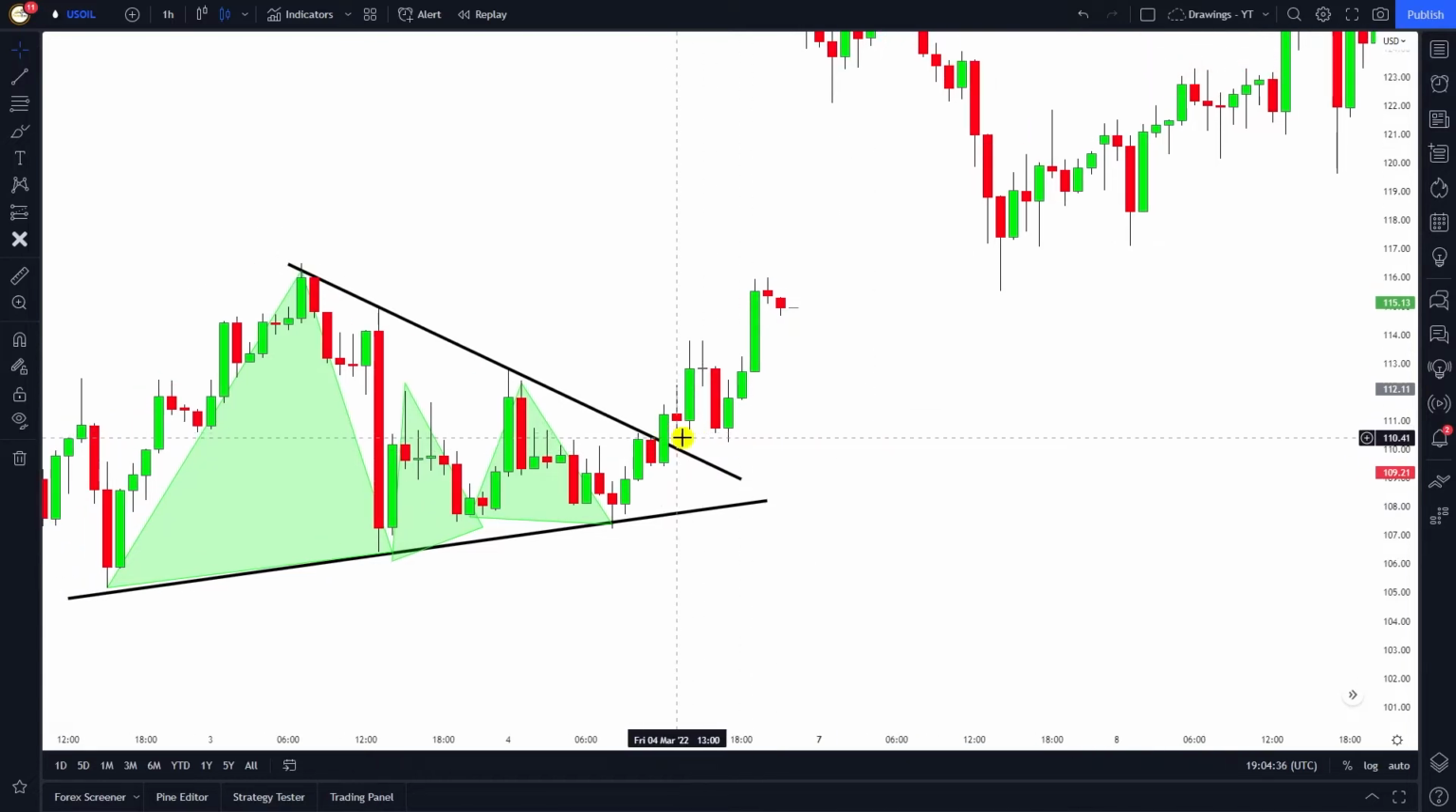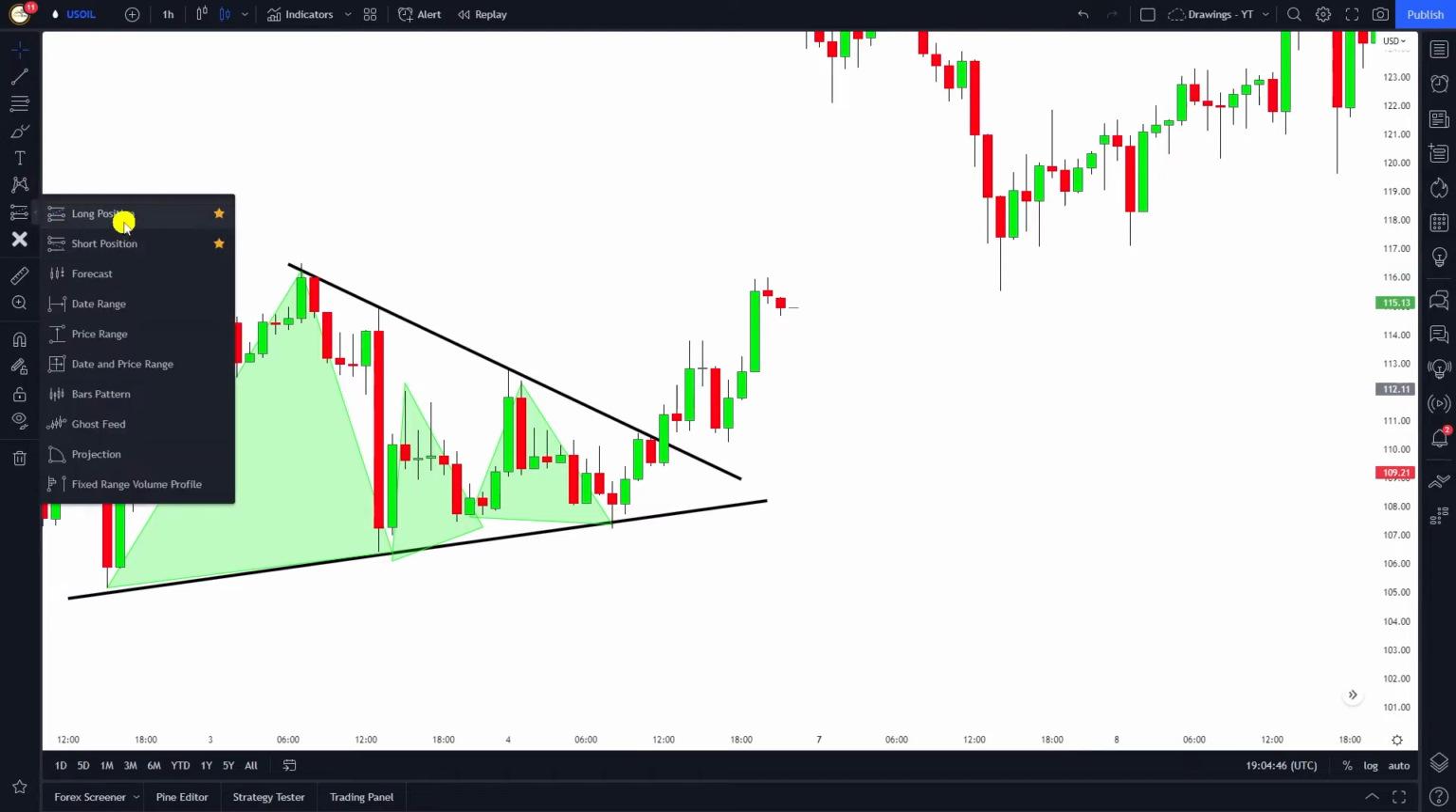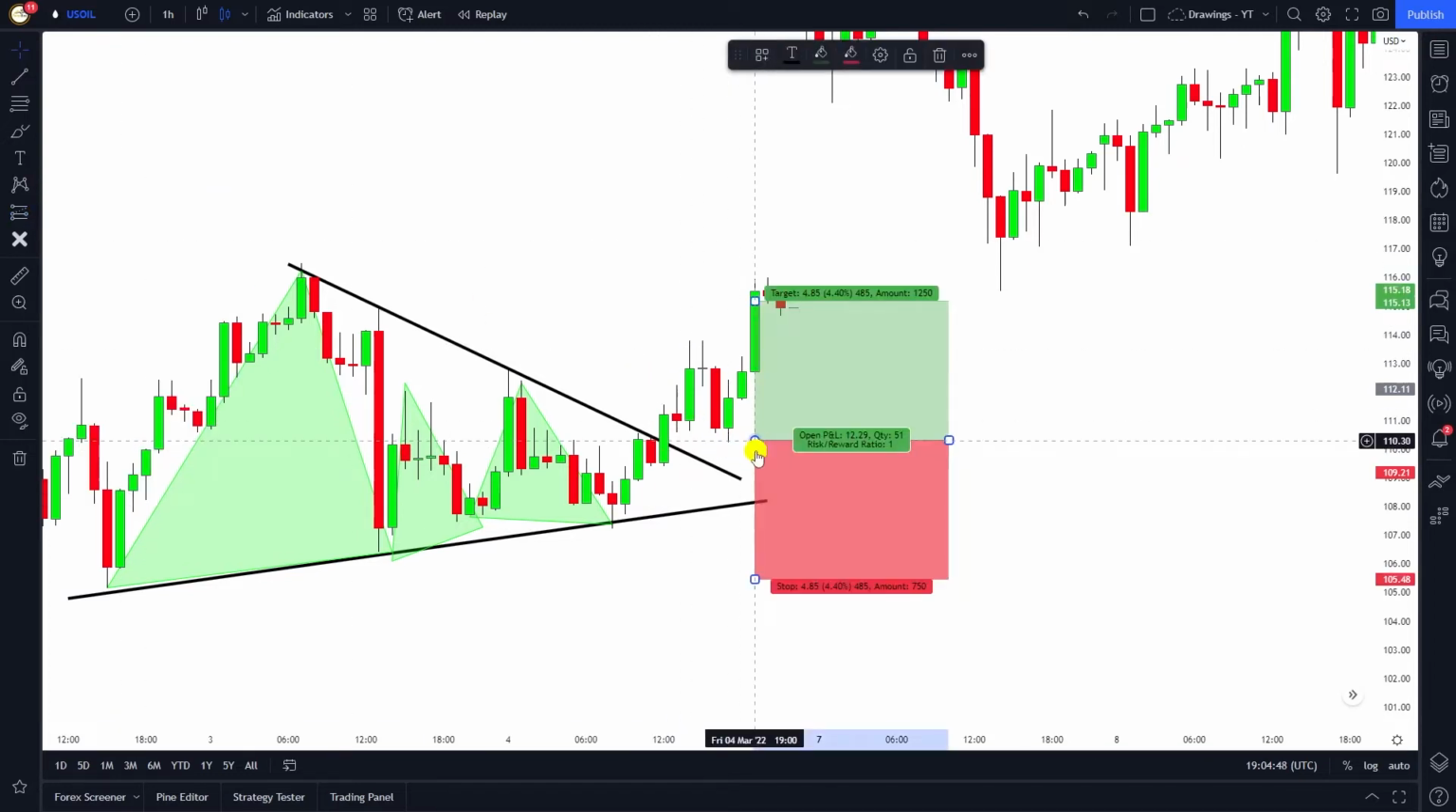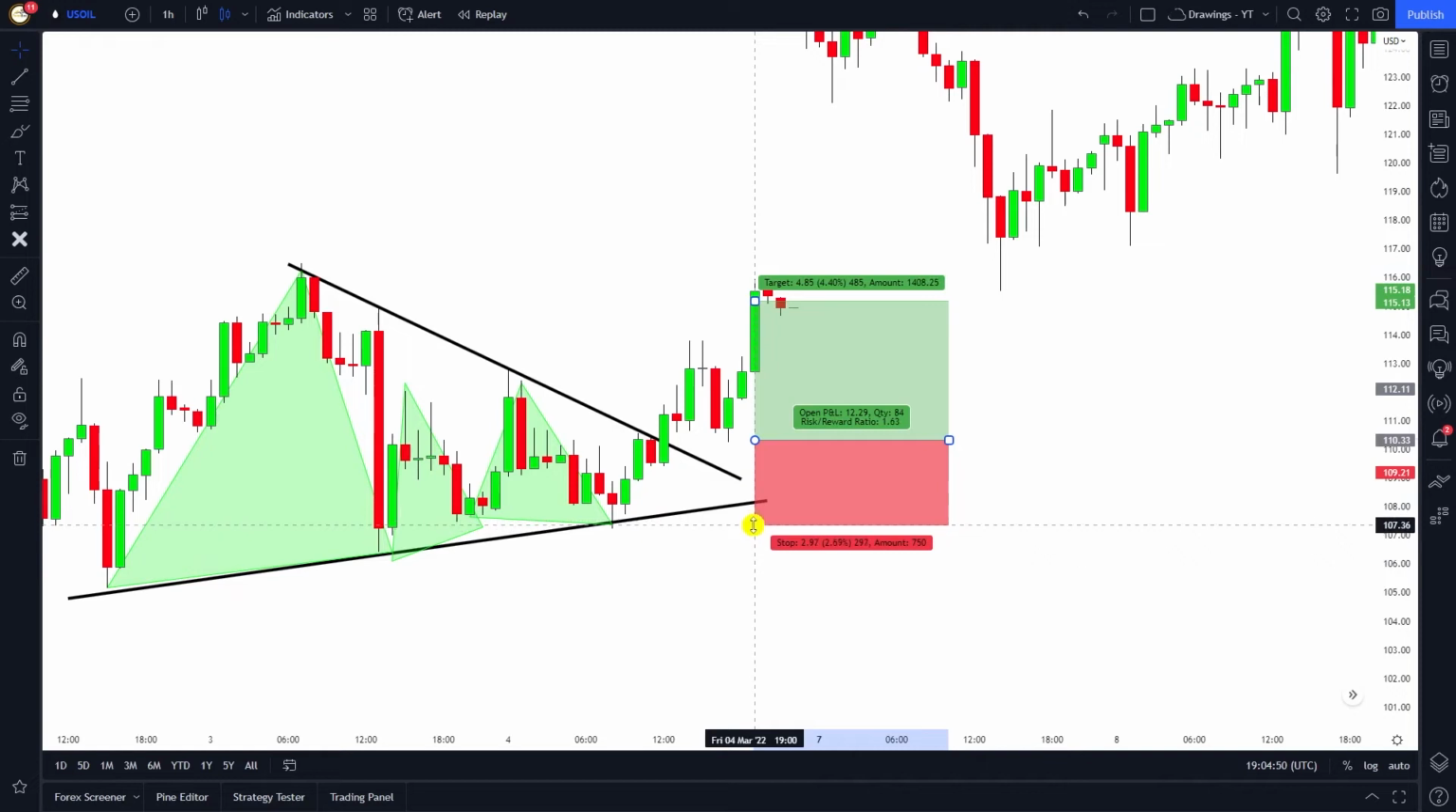entry will be a market order, and our stop loss would be the low of this last swing. As you can see here, this is the low, so I'll just go ahead and take a long position here at this level, and our stop loss will be at this level where this last low is.